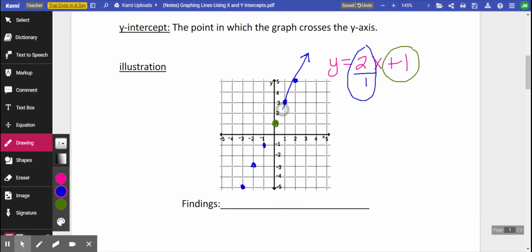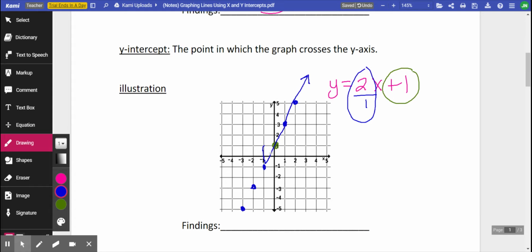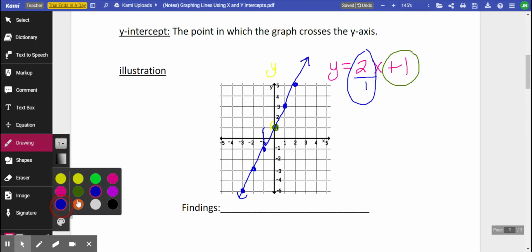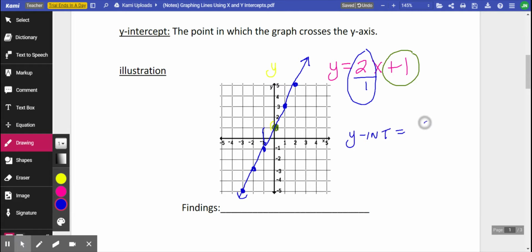But at the end of the day, what's important here is what is the y-axis and what is the x-axis? What is across the y and what is across the x? So in this case, the y-axis would be this point right here, which happens to cross at 1. So the y-intercept would be equal to positive 1 because that's where it crosses the y-axis.